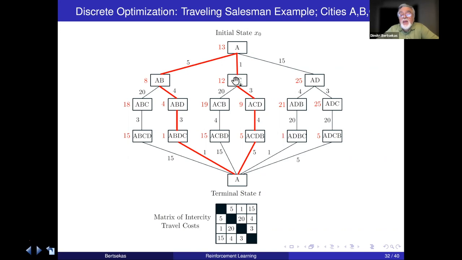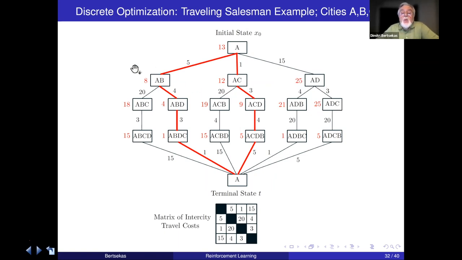We do the same thing starting from this city. Okay, we compare 20 plus 19, 39. 3 plus 9 is 12. So the optimal is 12. And similarly here, 4 plus 21 is 25, 28, so this wins.